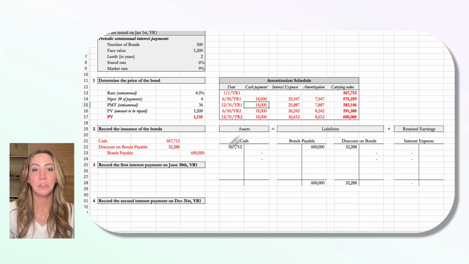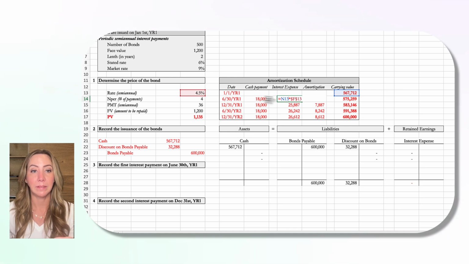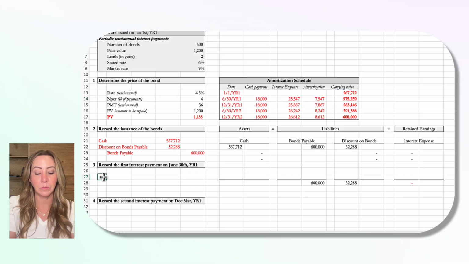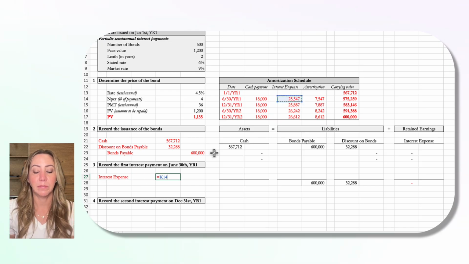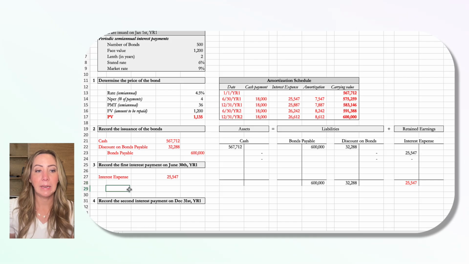The next thing we need to do is debit interest expense. It also tells us exactly what to debit interest expense for. And that is taking the market value, or the market rate, 4.5%, and multiplying it by the carrying value. So this is what we need to be recording as interest expense, even though we're only paying $18,000. So that's what I'm going to debit, interest expense, and I'll reference that 25,547. And I'm going to be making a credit, reporting a credit to cash of $18,000.